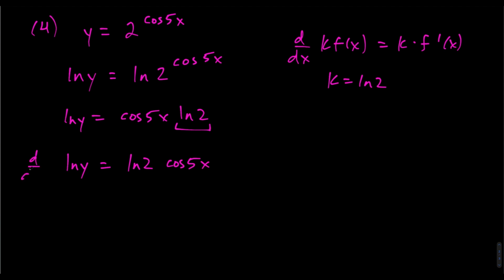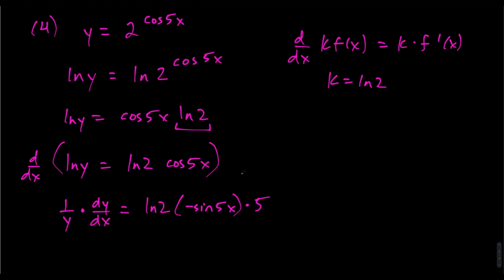So now we're going to take the derivative of both sides with respect to x. And on the left side, I have to use implicit differentiation. I get 1 over y dy dx equals, and I leave the constant alone. Natural log 2, I don't do anything to because of this formula. And then the derivative of cosine is negative sine. I keep the inside as 5x, and then I multiply by the derivative of the inside. So I multiply by 5.